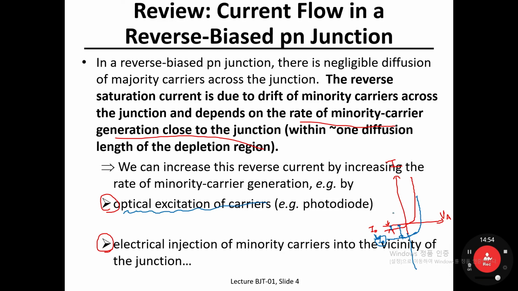Okay, so by shining light onto the PN diode, most of the electrons and holes, the minority carriers normally generated close to the junction, would be the good physical origin of this increased saturation current.